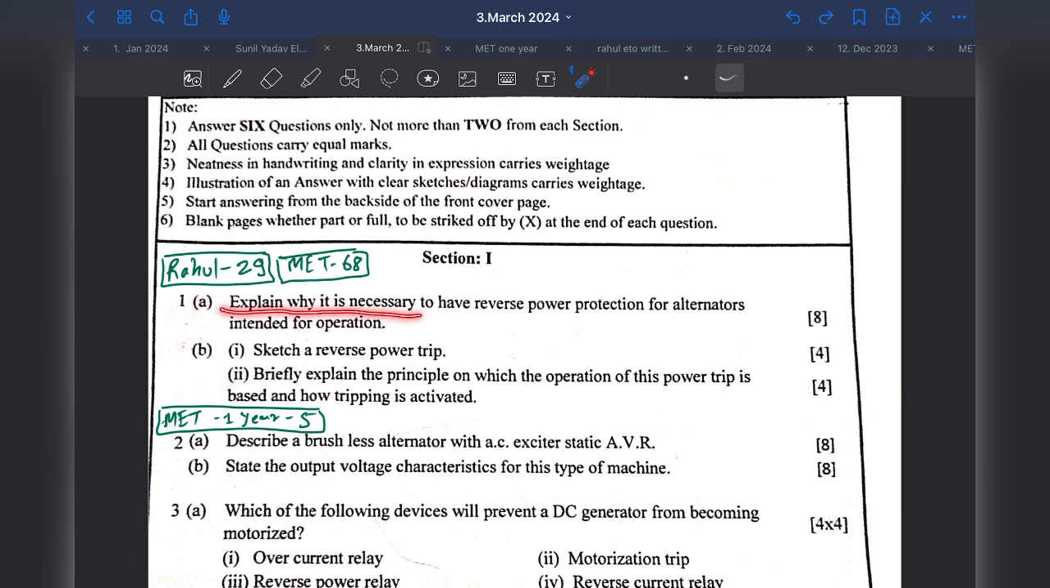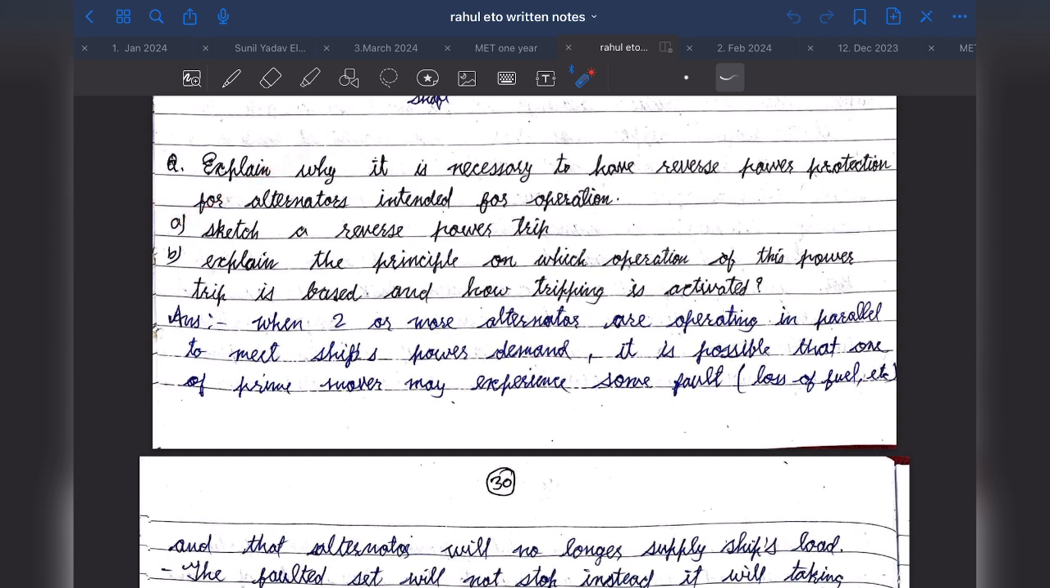Explain why it is necessary to have reverse power protection for alternators intended for parallel operation. B. Sketch a reverse power trip. Briefly explain the principle on which the operation of this power trip is based and how tripping is activated. The answer of this question is available in Rahul page 29 in my notes, and also MET 68 page number. So this is question in my notes, and here is the answer.